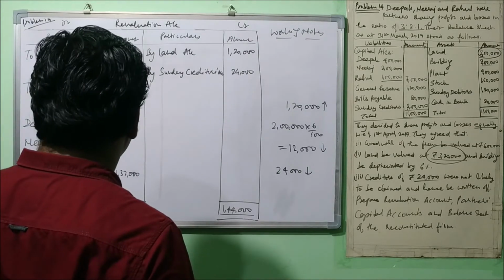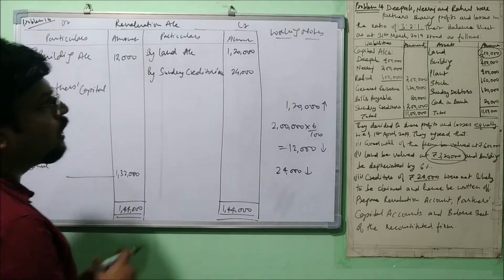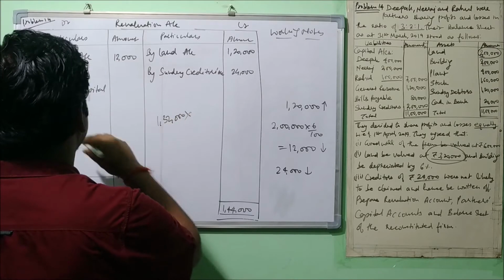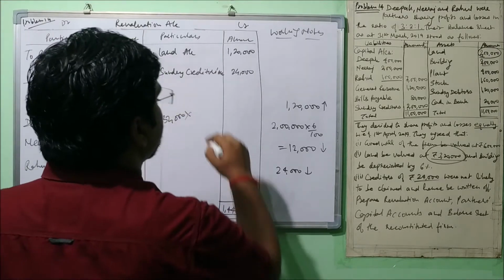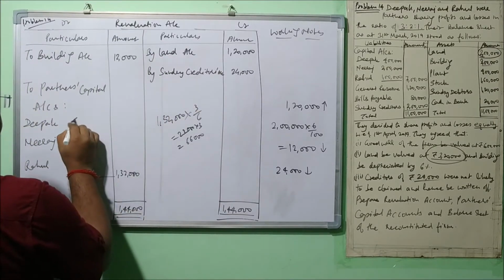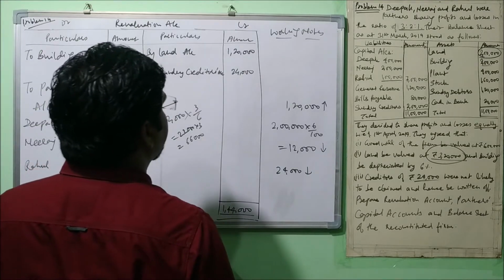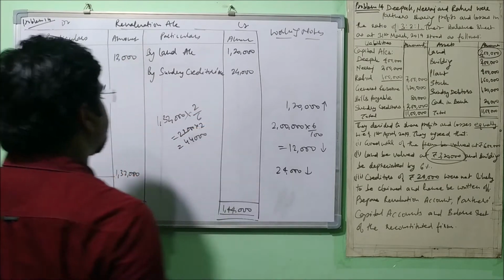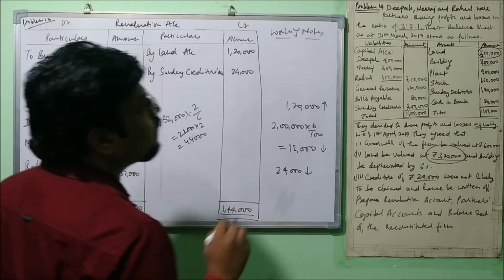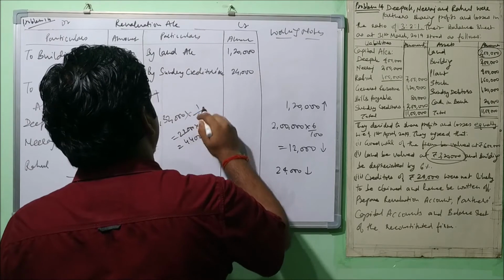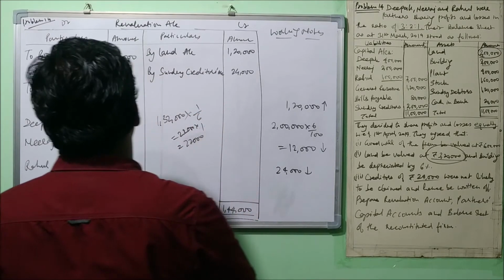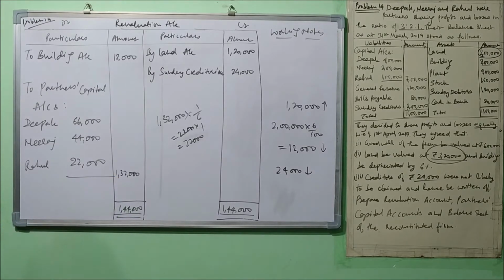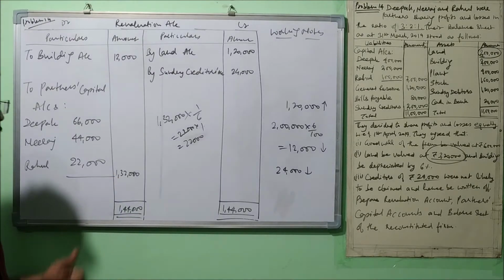Okay, so we divide this 1,32,000 among the partners in their old profit sharing ratio. Let's calculate for Deepak first, that is 3/6, 66,000 for Deepak. Now for Neeraj, that is 2/6, it is 44,000. Now for last, Rahul, it's 1/6, means 22,000. You can total this as well. If it is equal to this, it means the distribution is correct. Fine. So in that way it will be done.